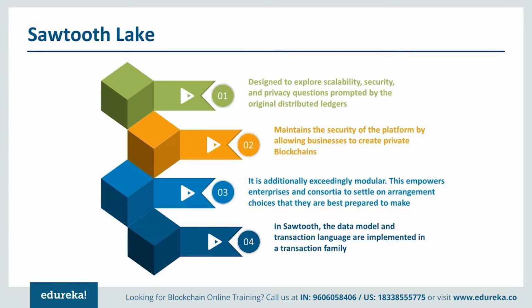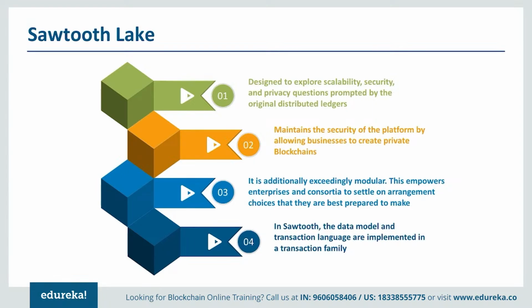It maintains the security of the platform by allowing businesses to create private blockchains. It is additionally exceedingly modular. This empowers enterprises and consortia to settle on the consensus choices that they are best prepared to make. Apart from this, it also has a concept of transaction family. While you can have hundreds of different transactions, in Sawtooth Lake you can categorize a transaction or a group of transactions under one transaction family, and it stores those transactions in such a way that you can easily fetch information of one transaction family without running multiple queries.